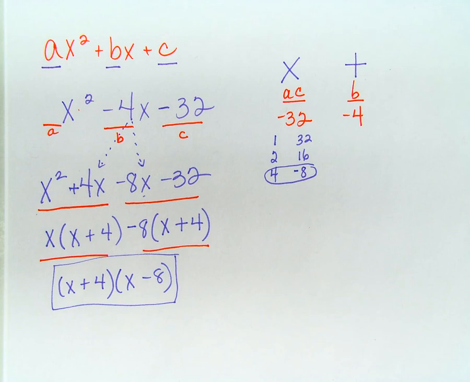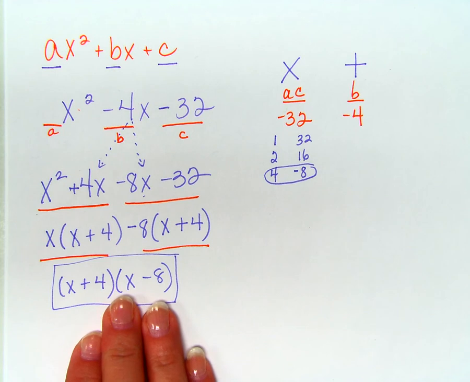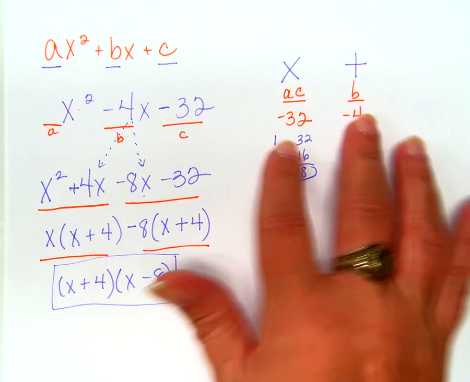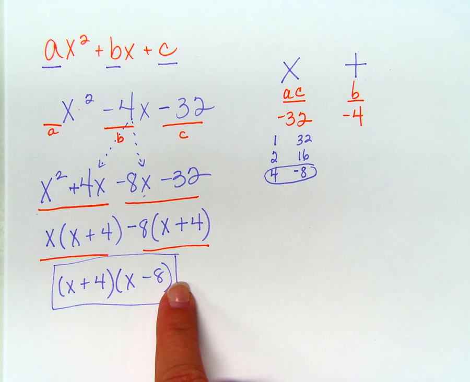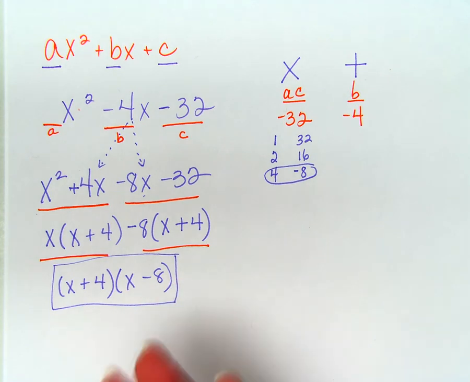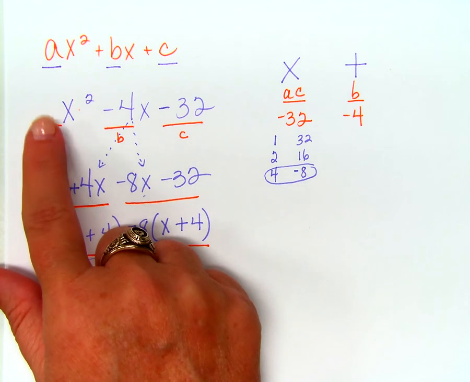Do you see the shortcut? Are you comfortable with the long cut? Finding AC, finding B, splitting the middle term into two parts, and then factoring by grouping. Are you comfortable with that? Yeah, that's a pretty simple process, right? It's a bit long, right? Tomorrow it will be absolutely necessary. Because tomorrow, guess what A is not going to be?